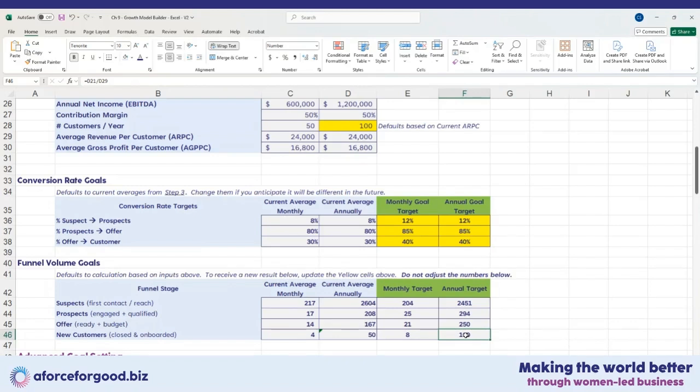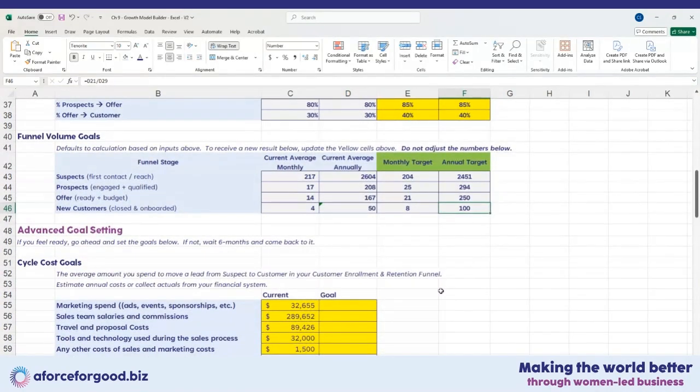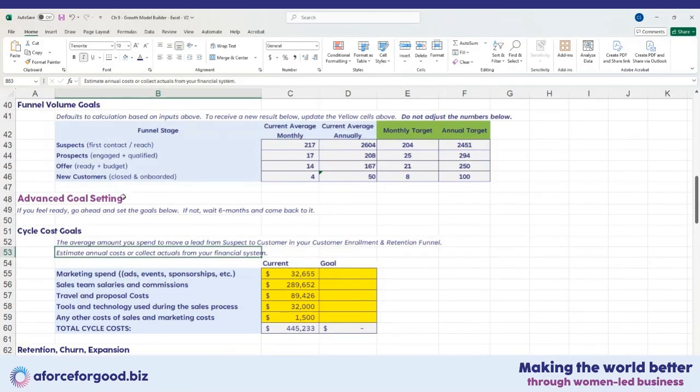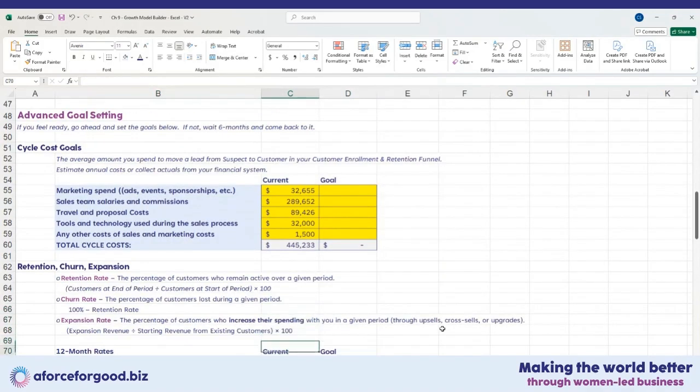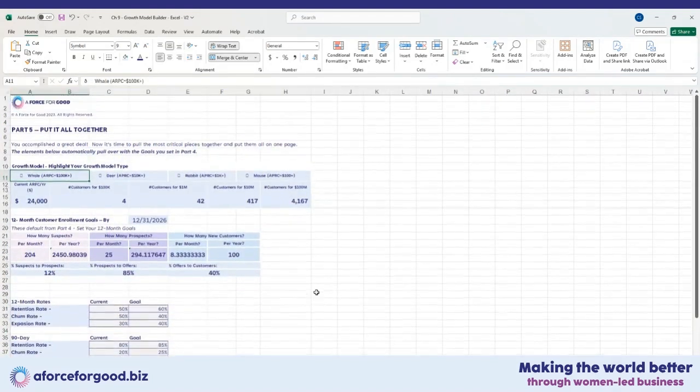This is how you get from 50 customers per year to 100. That's how you double your numbers. The power of a growth model. You can also look at the cost of your cycle, tweaking each stage, how much you spend on marketing, sales, travel, tools. You can increase or lower your costs. Here we see retention, churn, expansion, create goals around retention, 90 days out and 12 months out. Set your 12-month goals here. And then we go to section 5 where we put it together.